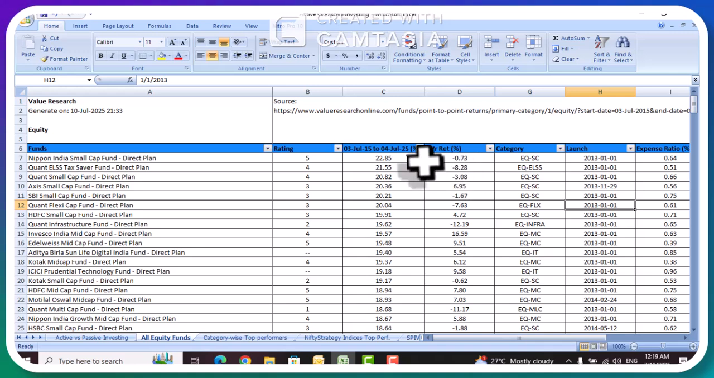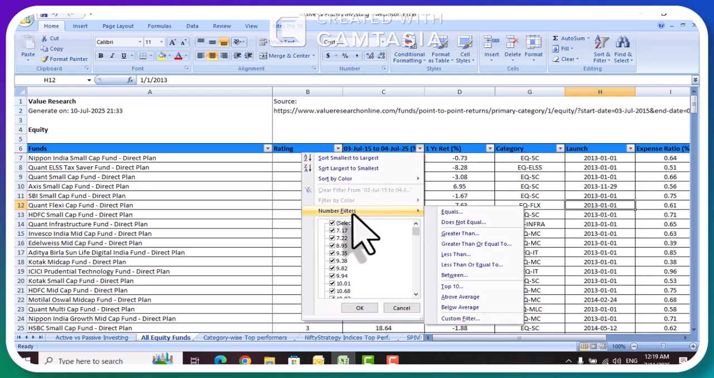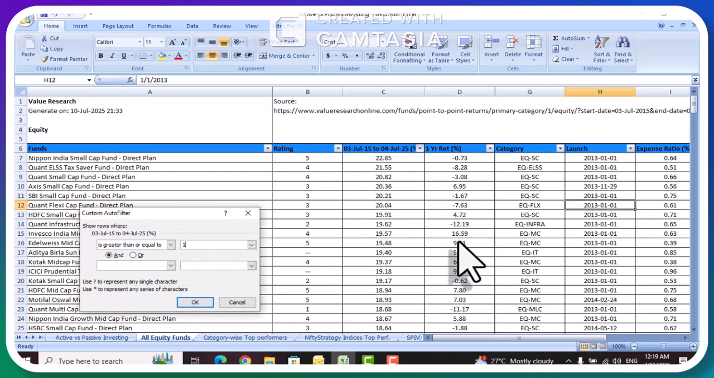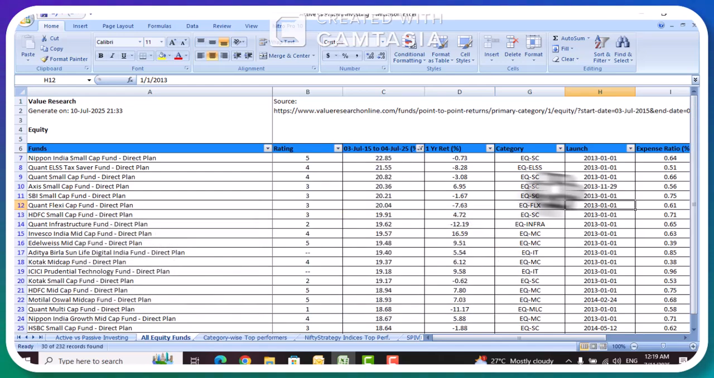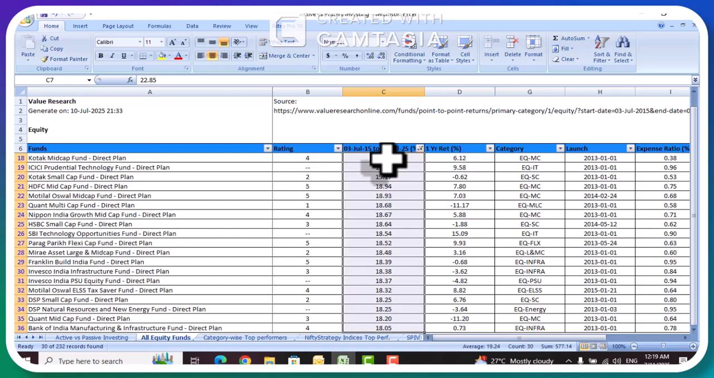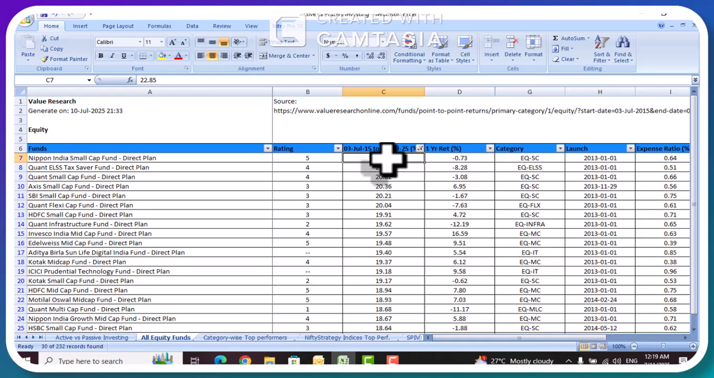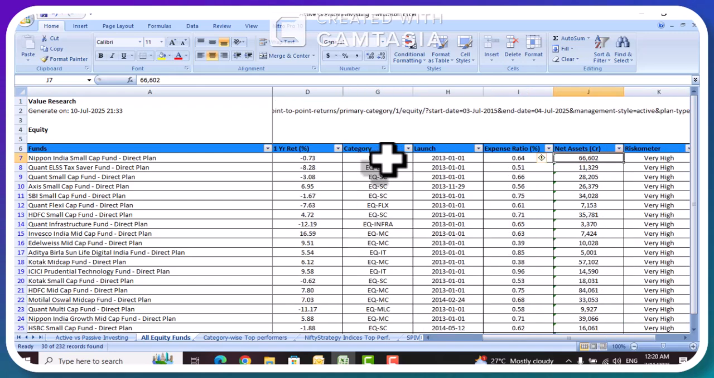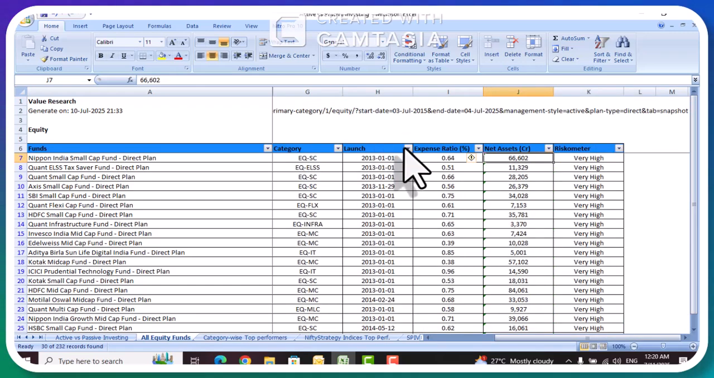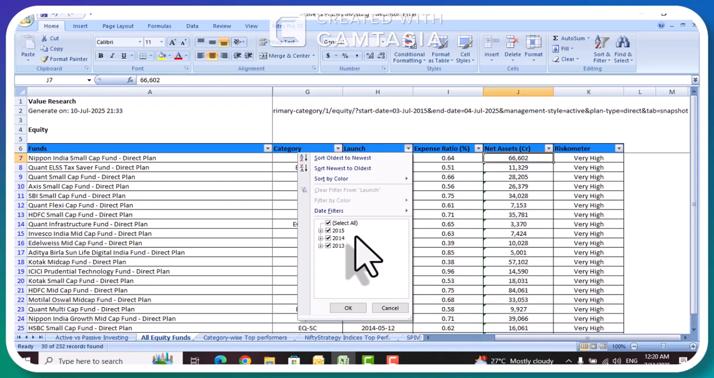So what I'll do over here is I'll get the list of all the mutual funds which have greater than or equal to 18% returns in the last 10 years. Based on that filter, I get around 30 mutual funds which have given returns from 18 to 23%, in the range of 5% across the last 10 years. And all of them have been launched in 2013, 14, or 15.